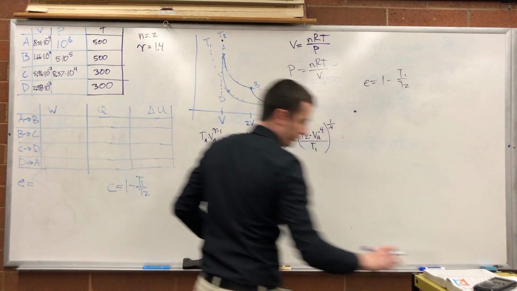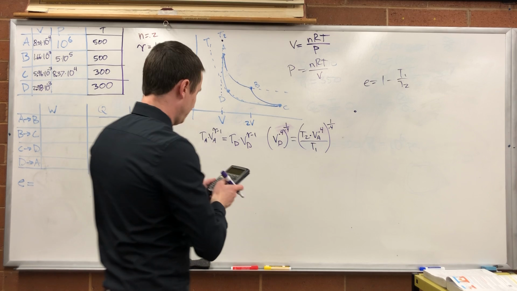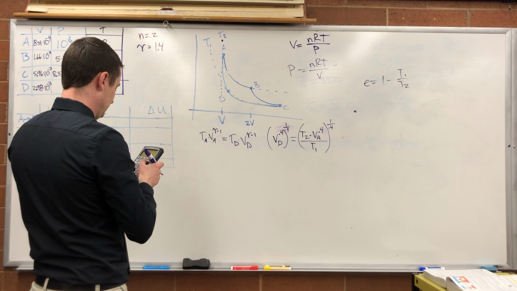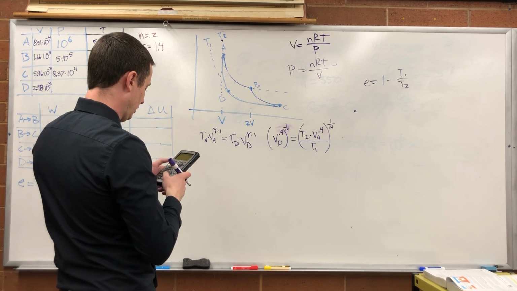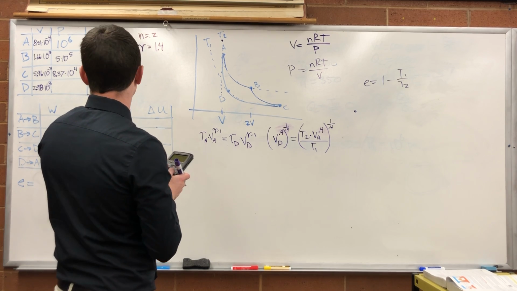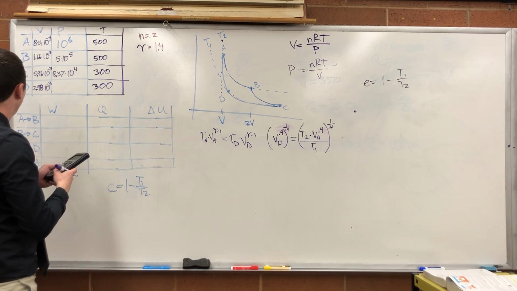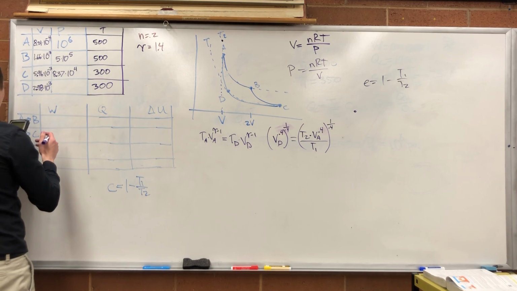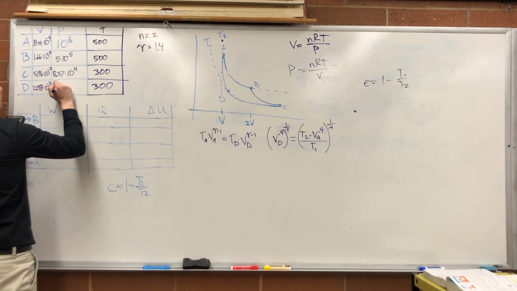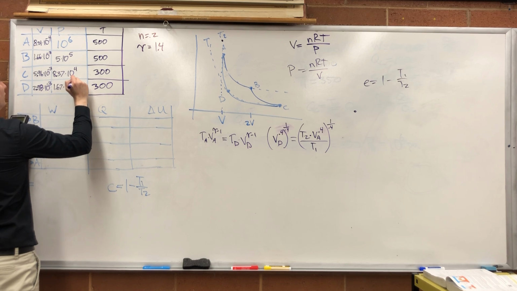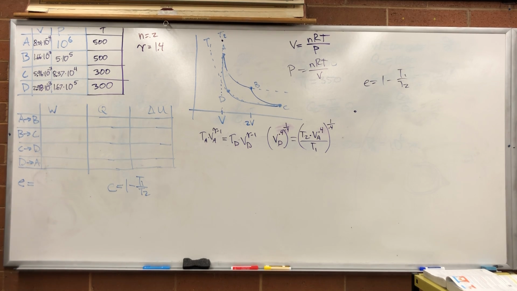Okay, so now we're missing pressure here. And once again, pressure, we can do 0.2 times R times our temperature at B, which is 300, divided by our volume at D, and we get 1.67, times 10 to the 5. Cool.